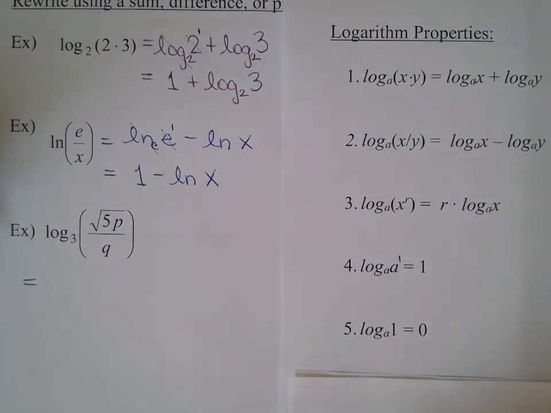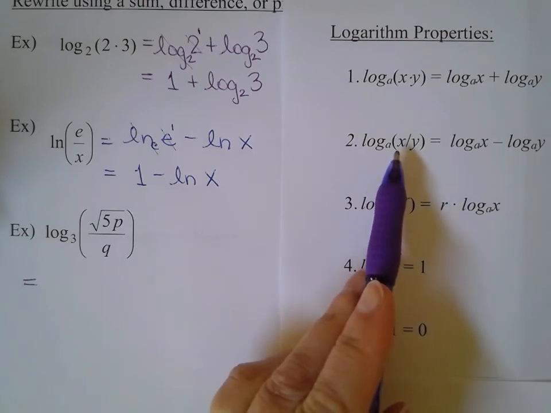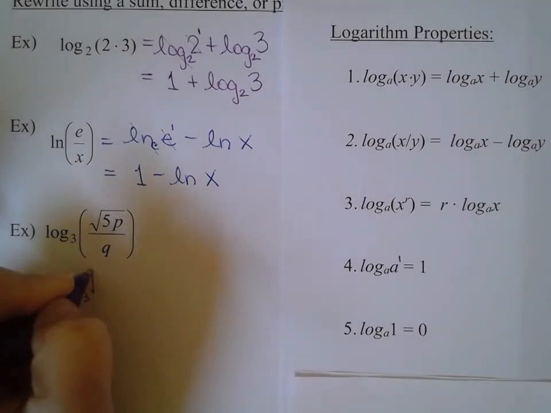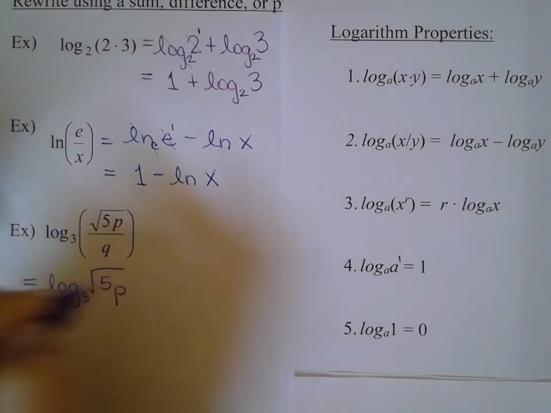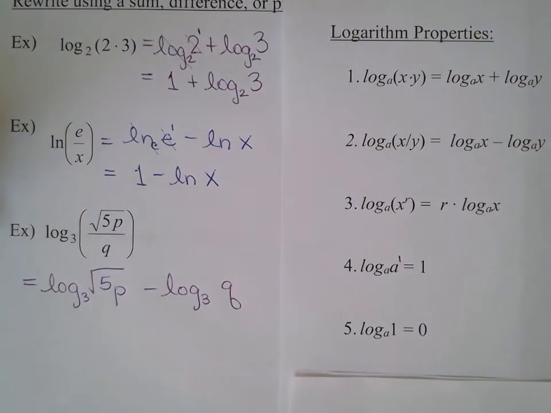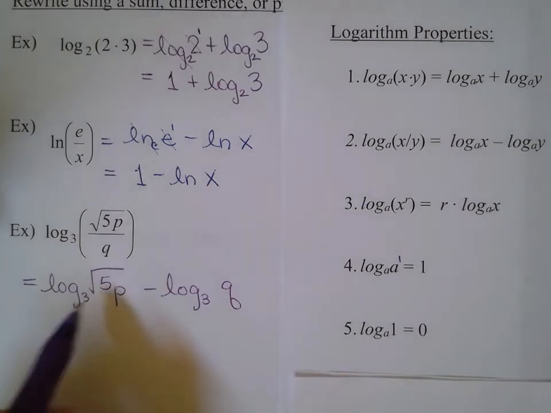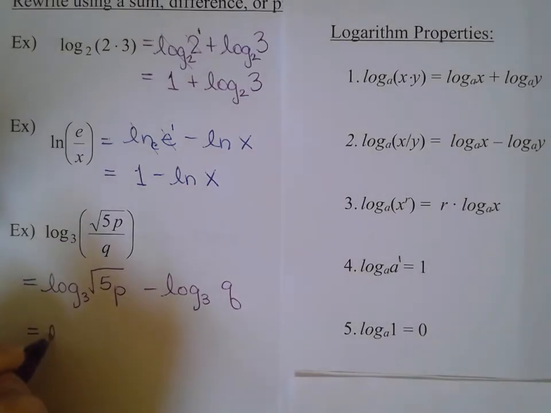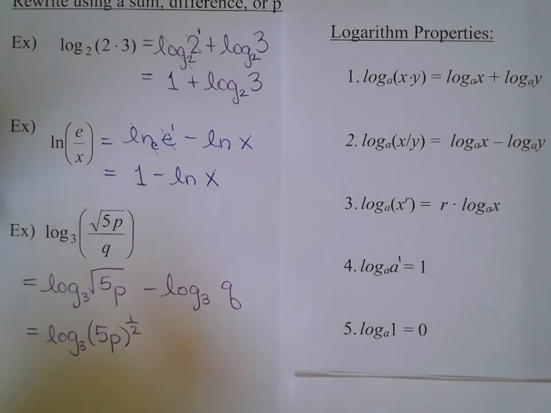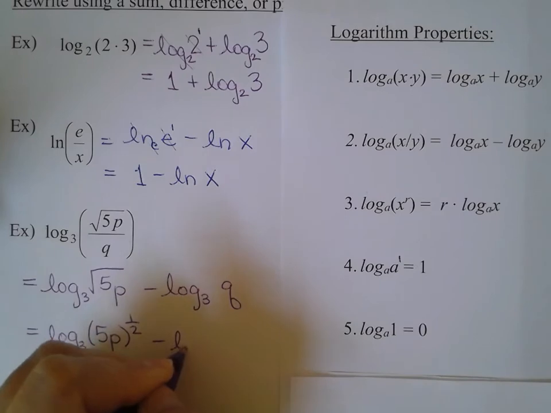So I want to use property number 2 here again because I'm dividing. So I'll have the log base 3 of the square root of 5p minus the log base 3 of q. Okay. And this is kind of important. We need to deal with the square root next. So a square root is the same as an exponent of 1/2. So the square root of 5p, we could rewrite that as 5p raised to the 1/2 power.